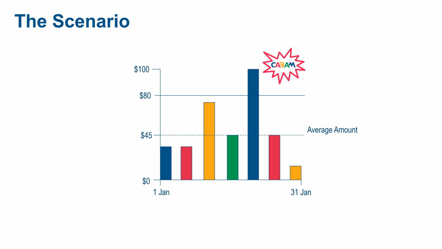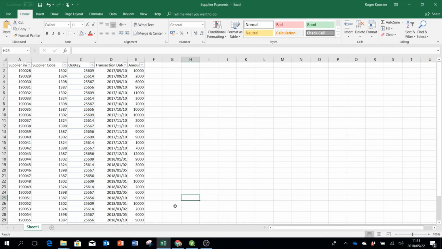Now, as a user, you can raise that line, or you can reduce it. If I reduced it down to $50 as the threshold, then CABAM would pick up that amber transaction. And this allows you to then follow up and investigate these outliers to make sure that everything is in order. Let's have a look at this in a little bit more detail.